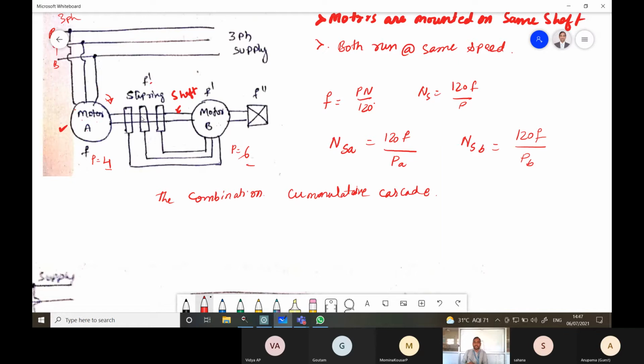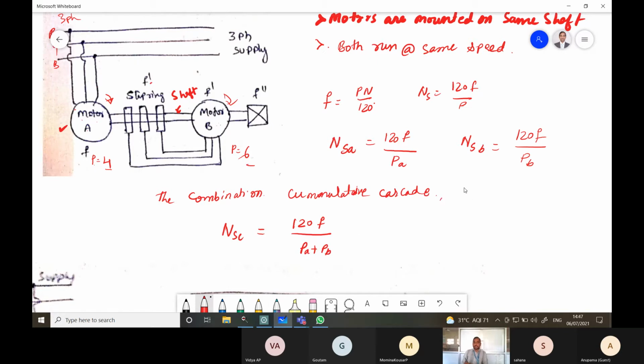Cumulative cascade means both are in the same direction. Therefore NSC, the synchronous speed for cumulative cascade, is obtained by 120 f divided by both the poles, PA plus PB. So this is for cumulative cascade.